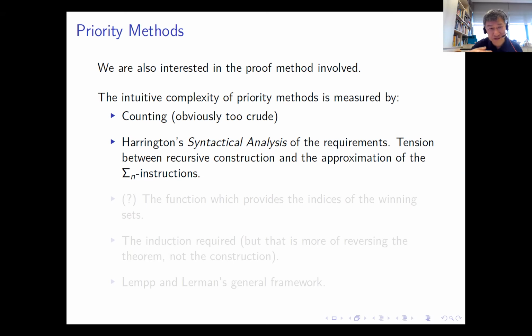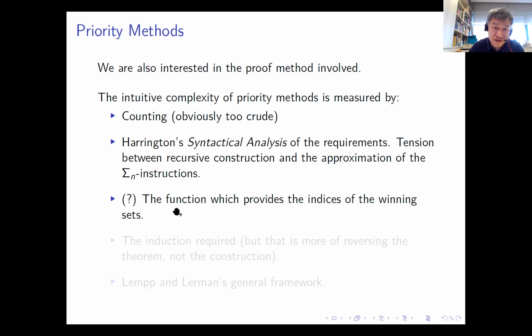So the instruction you get has some very natural syntactical complexity, but you have to write a Turing program, because you are producing an RE set. So your construction has to be recursive. So there's a tension of how to approximate the instruction. And depending on the syntactical description of your instruction, you can characterize the method by calling them sigma, I don't know, 0 triple or 0 double, and so on and so forth.